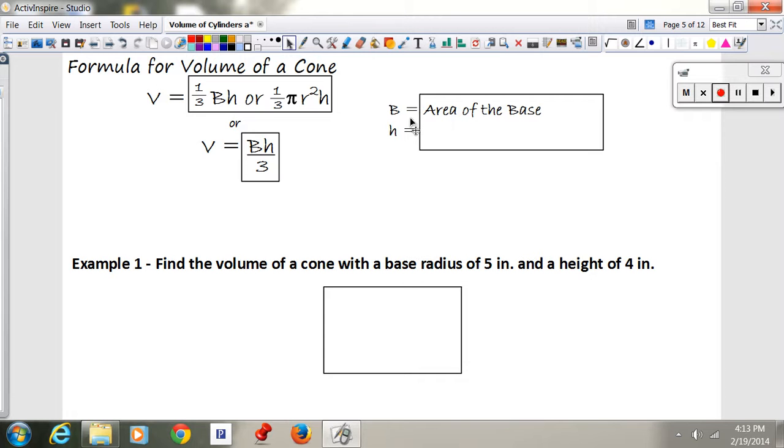Don't forget, big B is not a base, it's the area of the base. Little b represents a base. Big B represents the area of the base. And h is always the height at a right angle. And it's always an inside height.